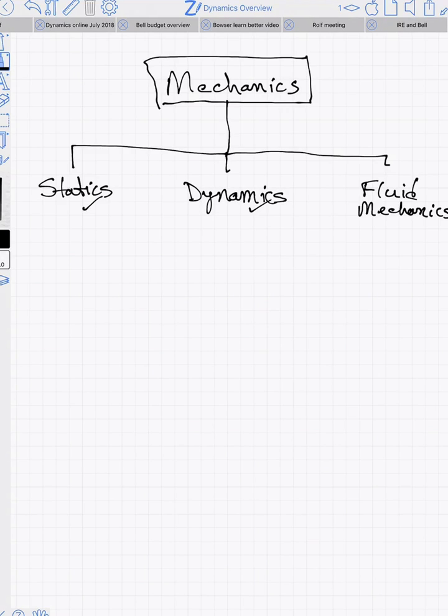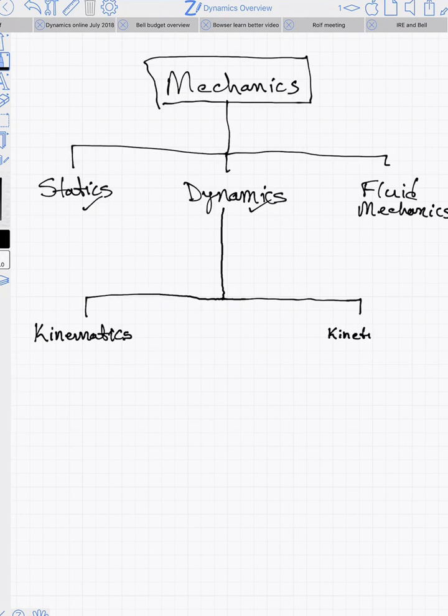Well, this course is dynamics, so let's take dynamics and break it up into its parts. There are two parts to dynamics. One is called kinematics, and the other is called kinetics. Now, kinematics has to do with the motion of objects irrespective of their mass and the forces applied to them.